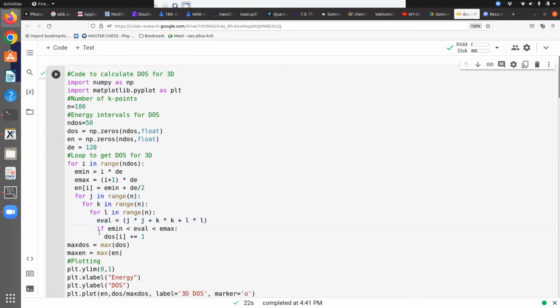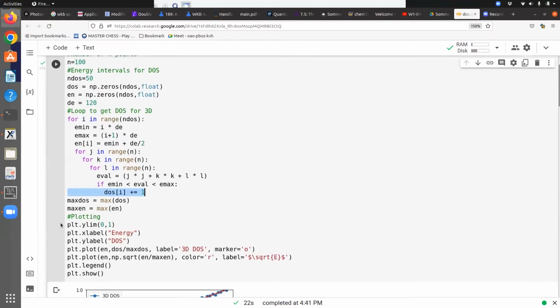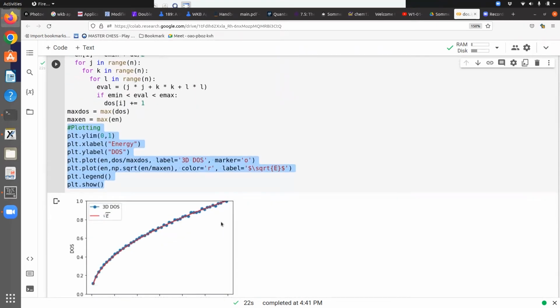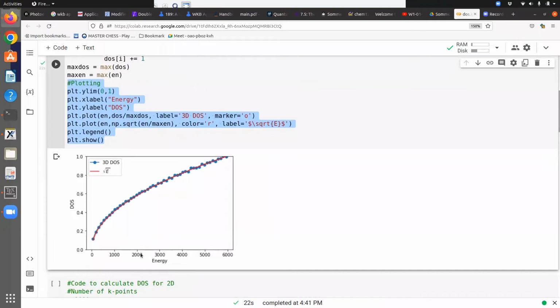Then if the total energy for a given value of J, K, and L lies within the energy interval we defined here, then we just update our array for storing the value of DOS. And then we plot the density of states as a function of energy in this step. If you run the code, then this is what you will get.